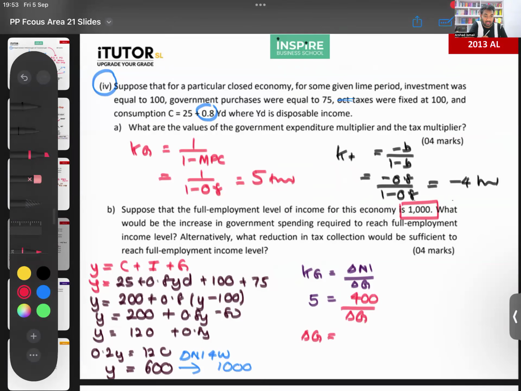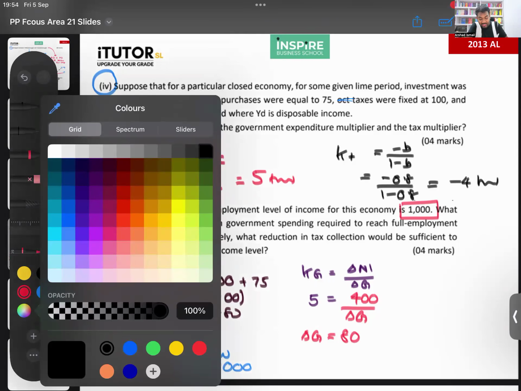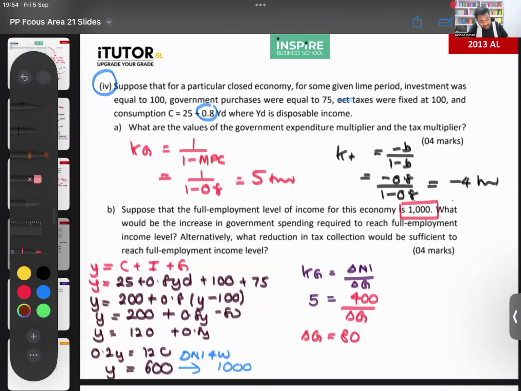If you want national income to change by 400, with a multiplier of 5, your government spending has to change by 80. So your government spending has to increase by 80. If it increases by 80, it will multiply by 5. National income will go up by 400. Then 600 will go to 1000. And they are also asking what should be the reduction in tax. So that is calculated with the tax multiplier.